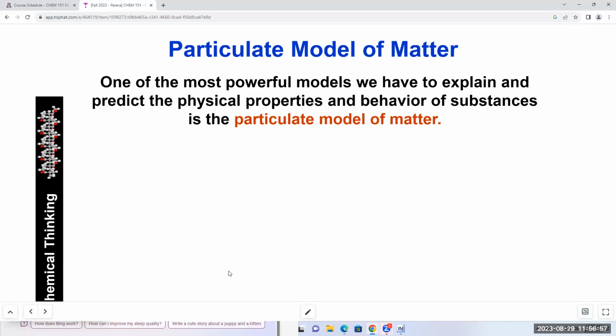But I will never ask you to write the assumptions of this model in an exam or something like that, because that would be a boring question. I'm not going to do that. There are more exciting things to do.